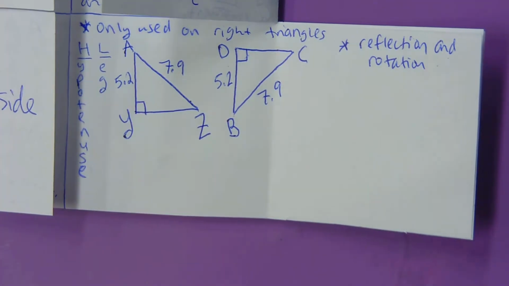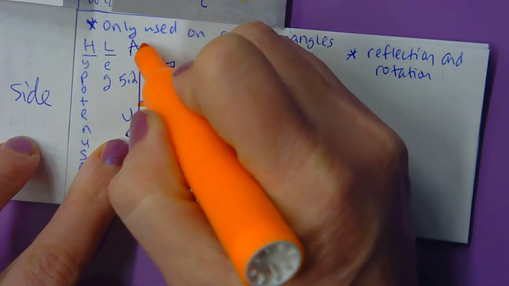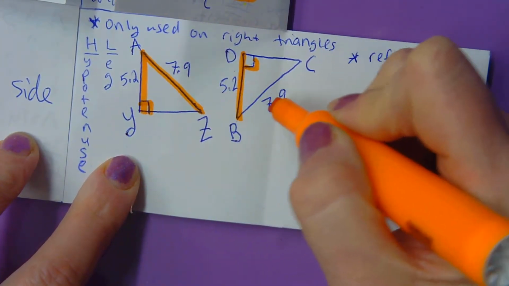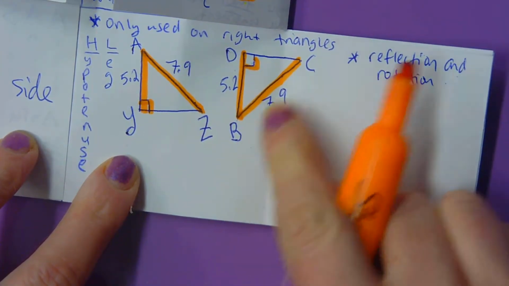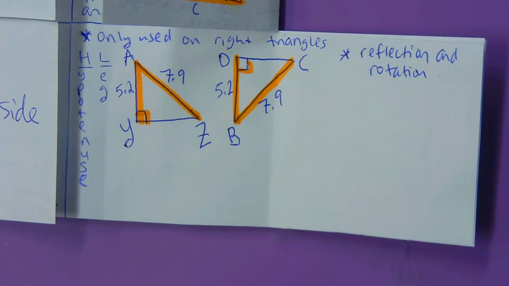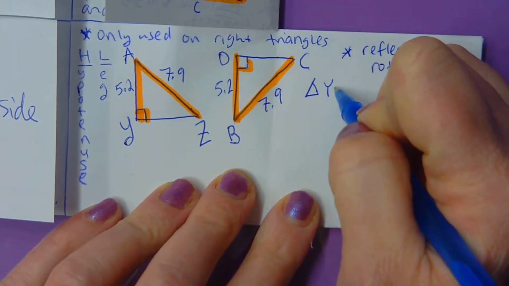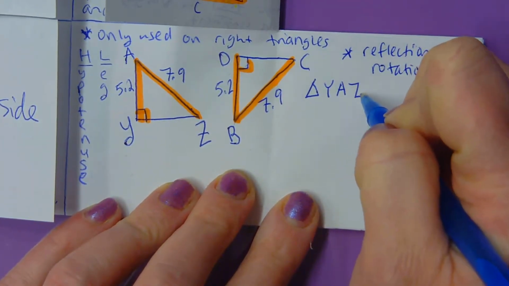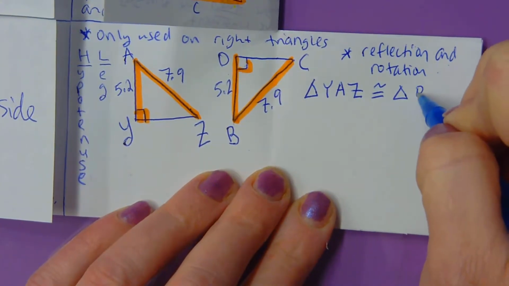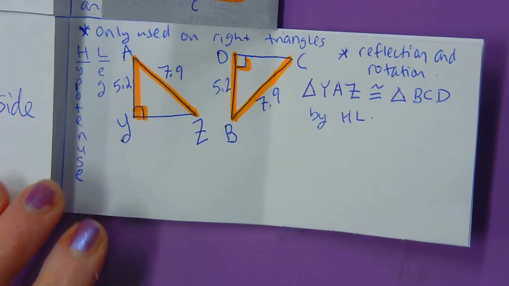And so if I look at this, this is my right angle, so I know it's that right angle. And then this leg, AY, is congruent to leg DB, and the hypotenuse AZ is congruent to the hypotenuse BC. And so I now know I have a hypotenuse and a leg that are congruent. So therefore, I can write that triangle YAZ is congruent to triangle BCD by hypotenuse leg. So I know those are congruent.